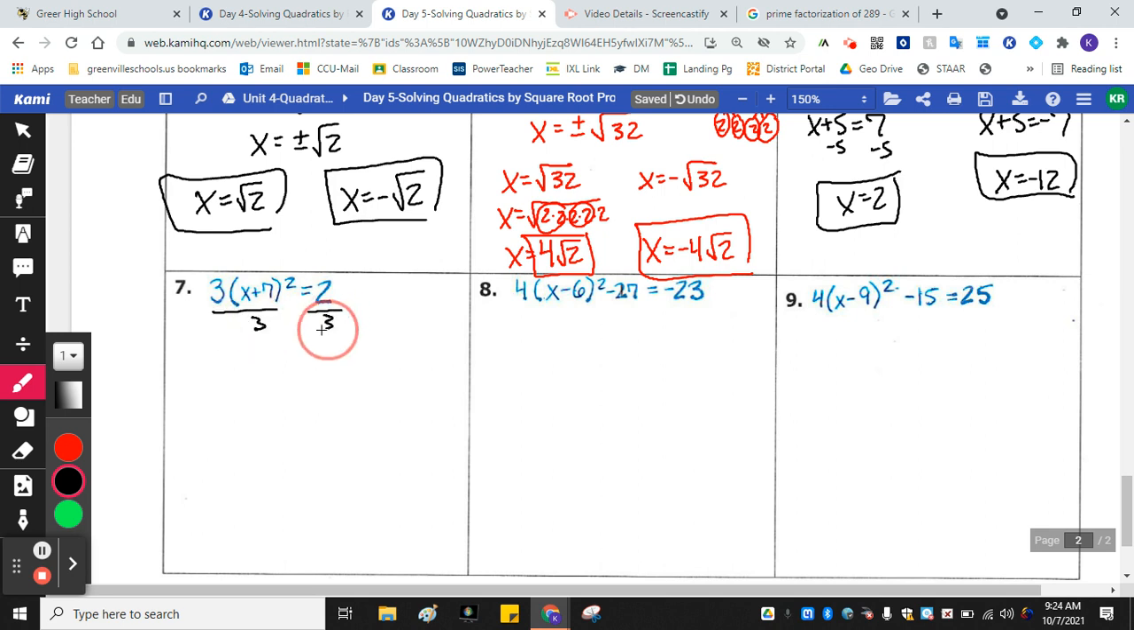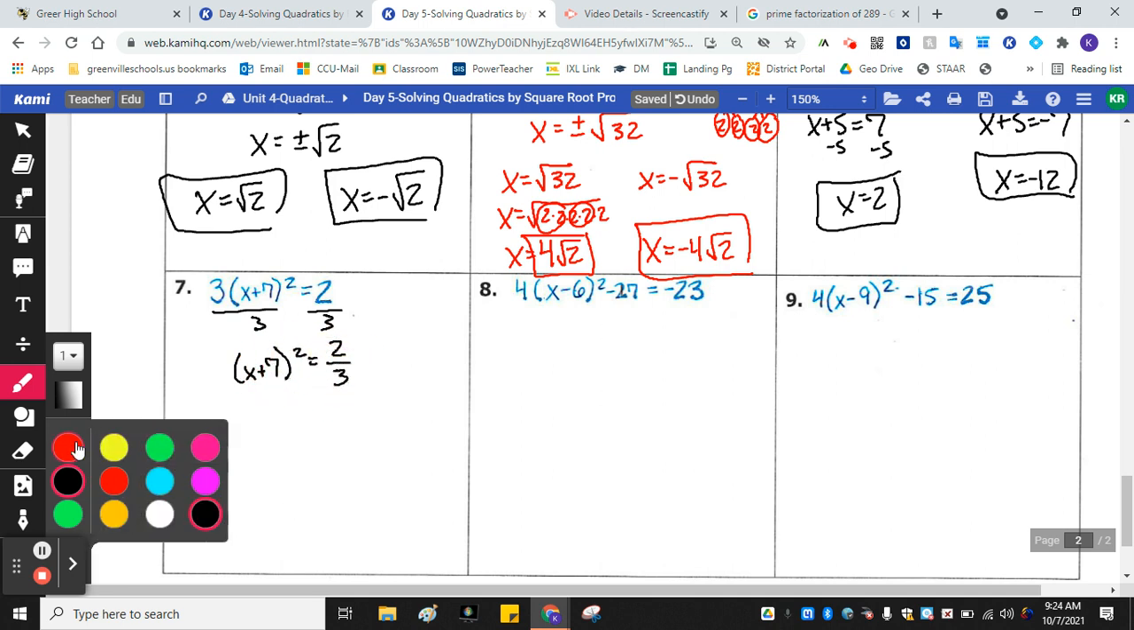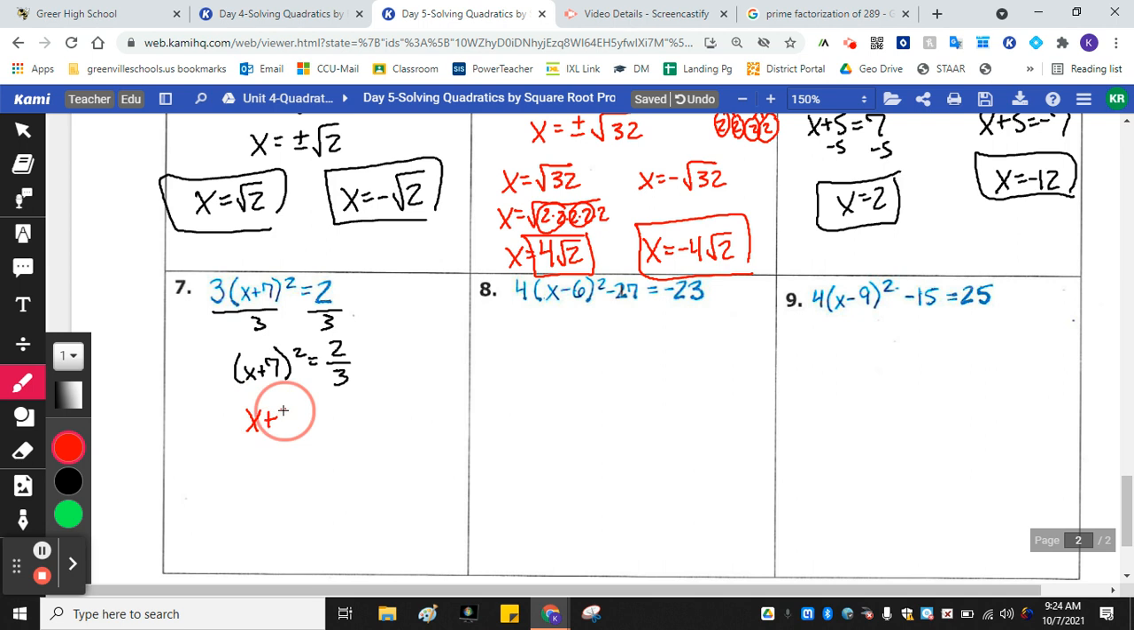Divide by 3. X plus 7 squared equals 2/3. This is an easy one. Take the square root of both sides. Oops. So get rid of that. X plus 7 equals plus or minus the square root of 2/3. Okay. So x plus 7 equals the square root of 2/3. X plus 7 equals negative square root of 2/3.